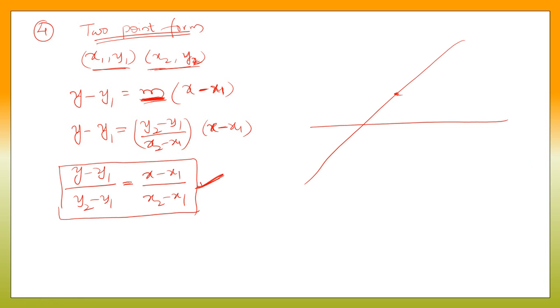You will have two points, x1 y1 and x2 y2, and we need to find the locus of point P, x comma y. For that we are going to get this particular equation, right? So this is form number 4. Next, moving on to form number 5.